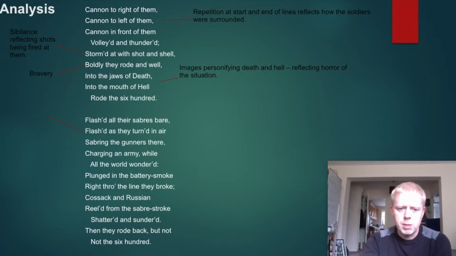Flashed all their sabres bare, flashed as they turned in air, sabring the gunners there, charging an army, while all the world wondered. A reminder it's swords against bullets. It's an unequal battle.